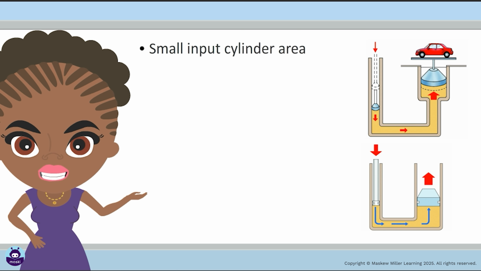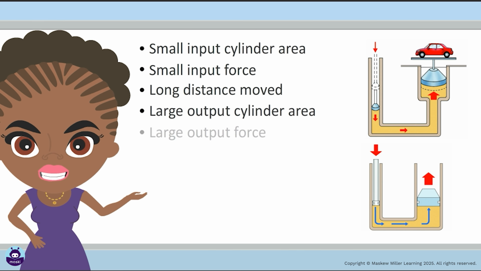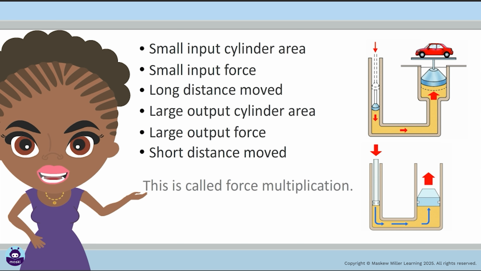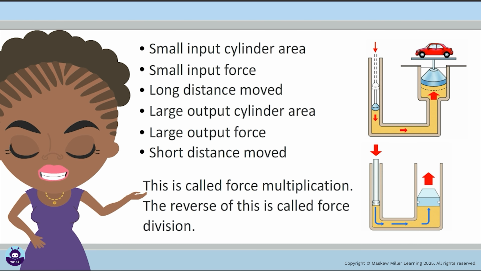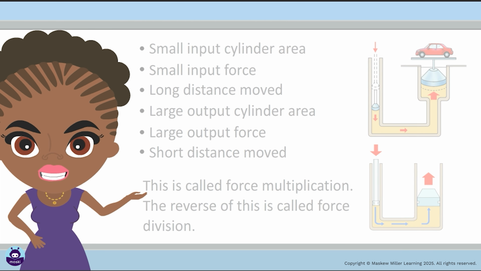A small input cylinder area with a small input force moving over a longer distance becomes a large output force. This is because the cylinder is bigger, but the distance the piston moves is shorter. When that happens, we get force multiplication. When we reverse the process and the area of the output piston is smaller than the area of the input piston, then the output force is also less. However, the distance moved is more. This is when force division takes place.